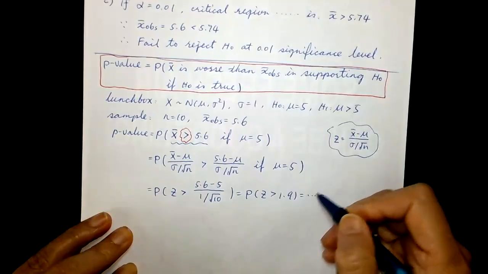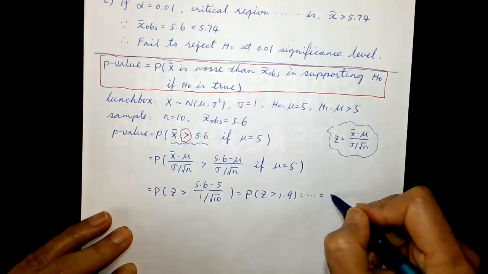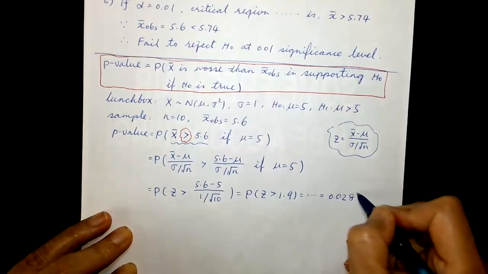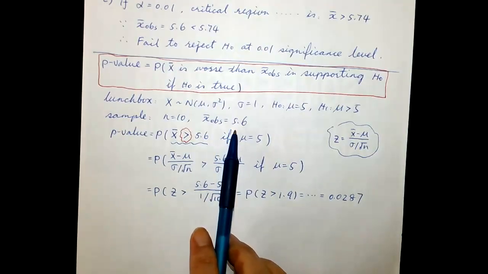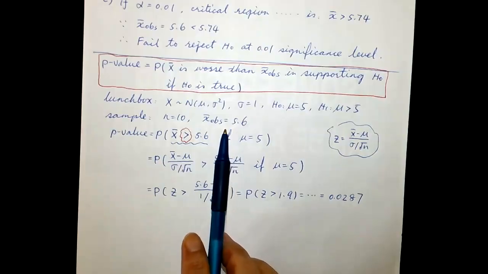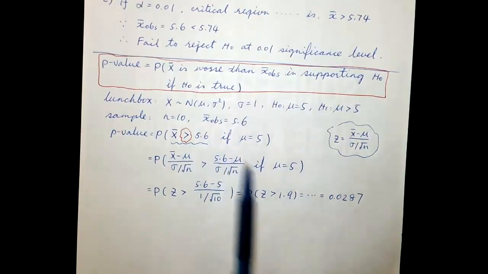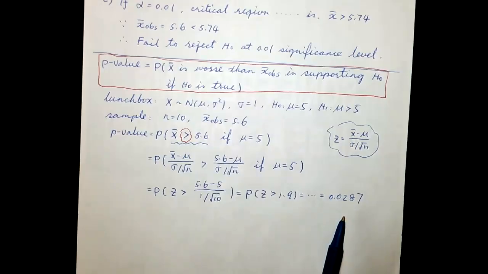Use the Z table. You can't use the last row of the T table here for sure. You get 0.0287. This is the p-value. Around 0.03, right? 0.03 is the probability to have a worse sample than the sample we have in supporting H naught when H naught is true. Then what to do with this p-value?